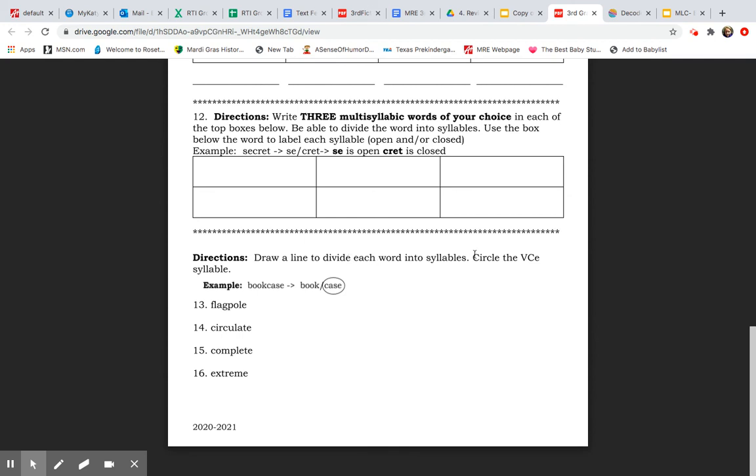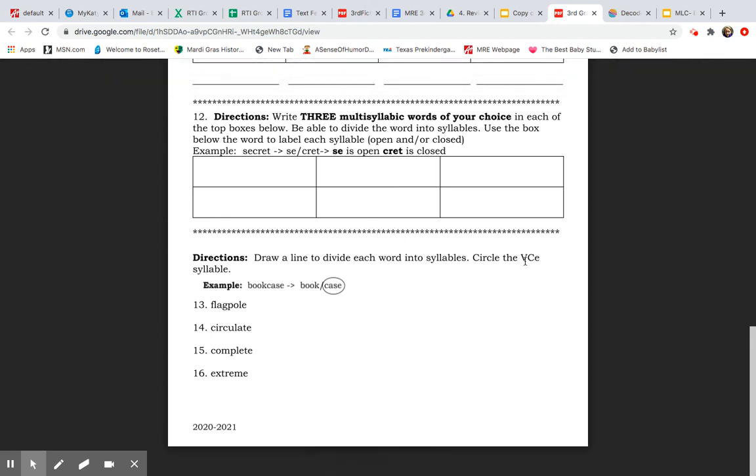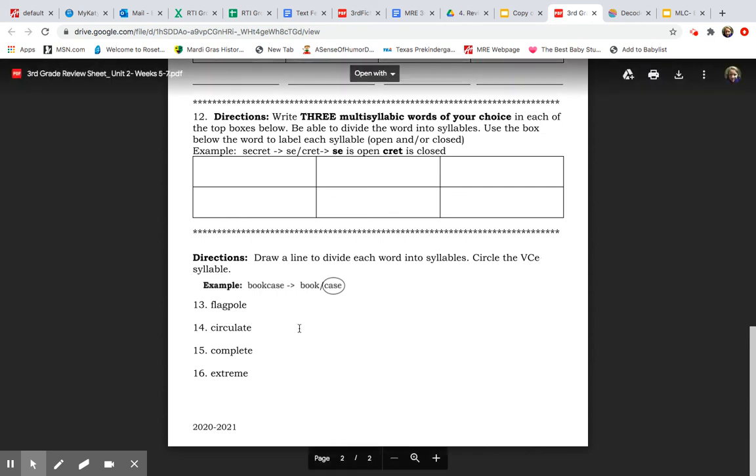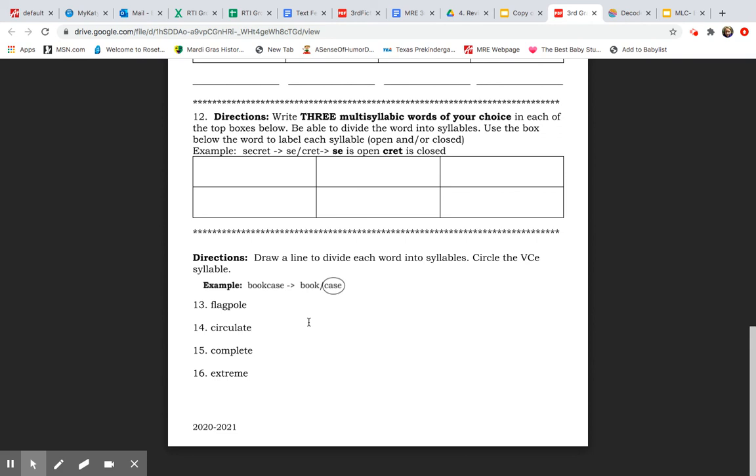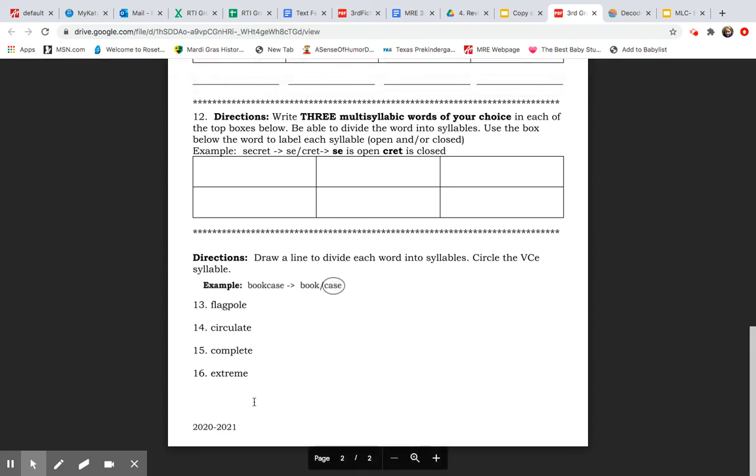All right, and last but not least, you're going to draw a line that divides each word into syllables and then circle the VCE syllable. So remember, VCE stands for vowel consonant E. It's where you have that magic silent E, okay? And hint, hint, those are usually at the end of your word, okay? Where you have a vowel consonant and silent E.